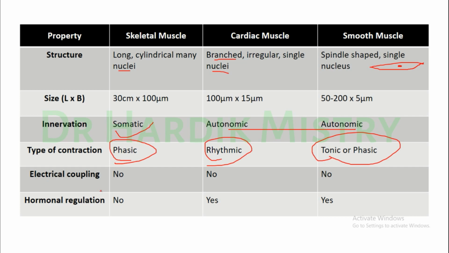Electric coupling: there is no electric coupling in any of the muscles. And for hormonal regulation, cardiac muscle and smooth muscle are regulated by different hormones, but skeletal muscle is never regulated by hormones. So these are the basic specifications of skeletal muscle, cardiac muscle and smooth muscle.